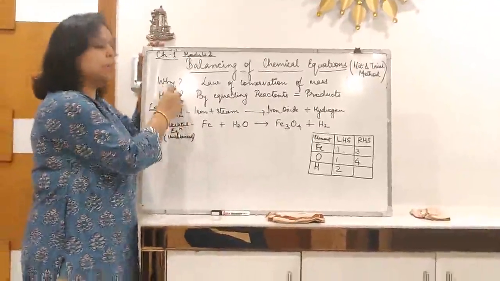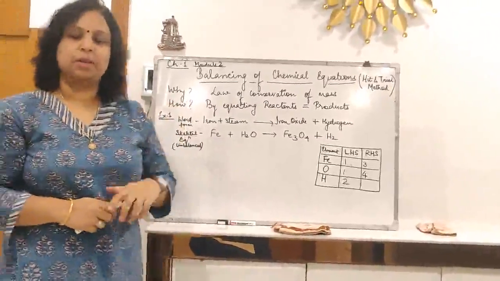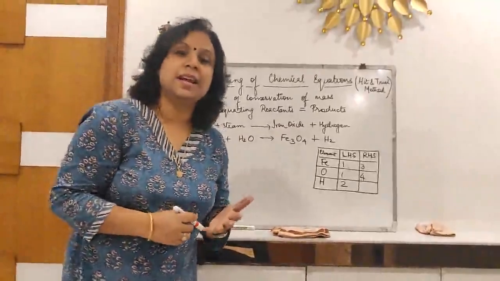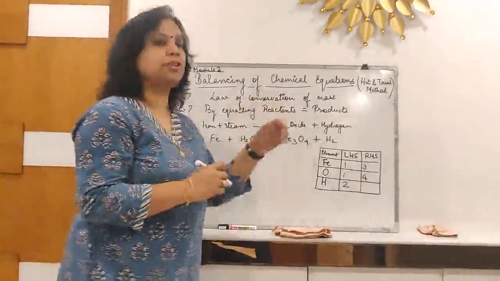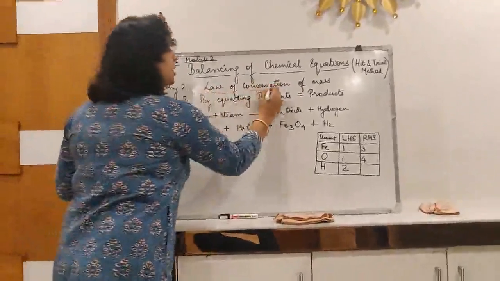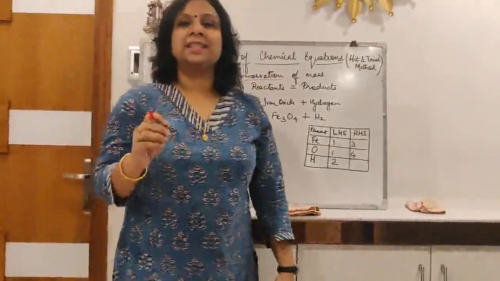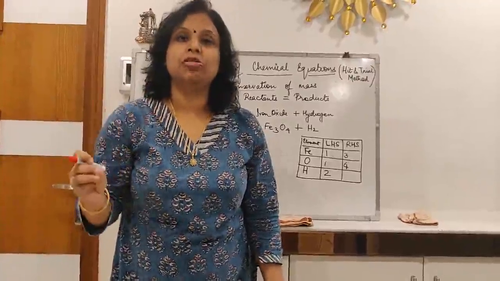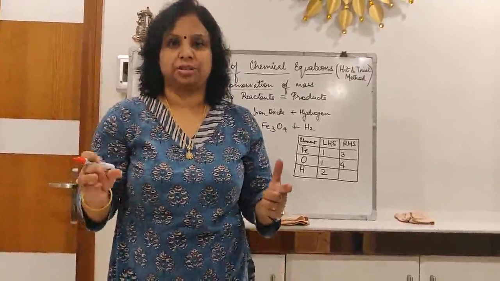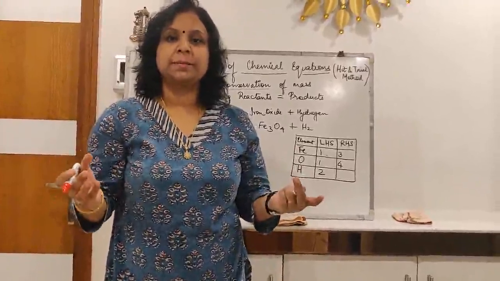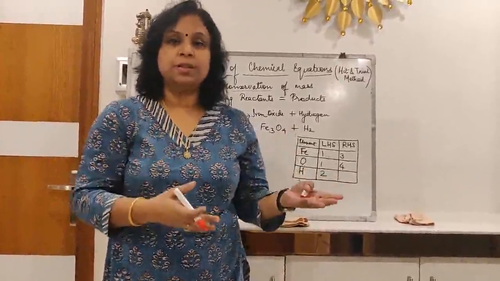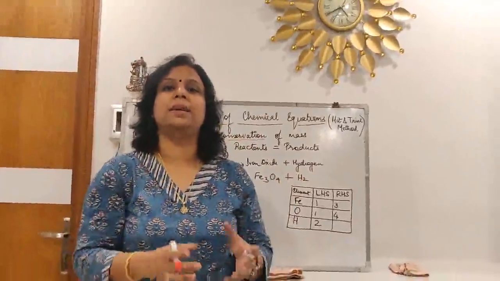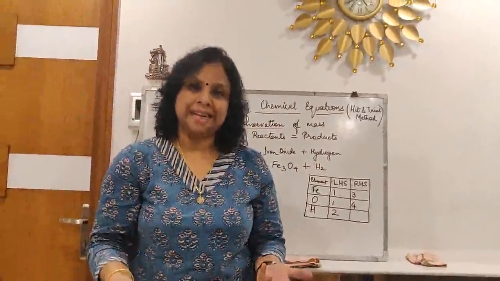Now, first of all, why do we need to balance a chemical equation? What is the need? See children, you have studied in class 9, the law of conservation of mass. What does it state? It states that mass can neither be created nor destroyed in a chemical reaction, which means a new substance is formed, but the mass of all the elements is the same.